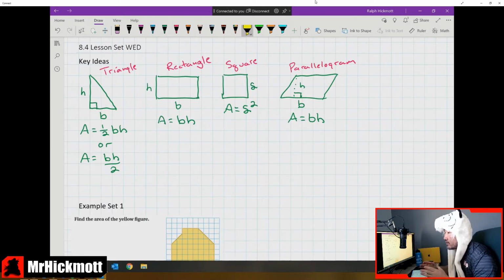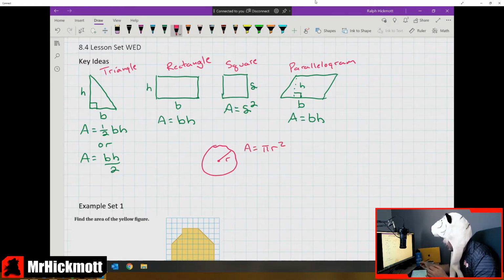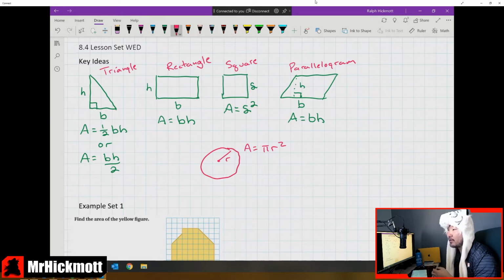Now, don't forget about the circle one too, and I intentionally left that out because you should already have known this from last section, but just to keep it in mind, the area of a circle is pi r squared. And let me redraw that because that is a very ugly circle. Okay, that's much better.